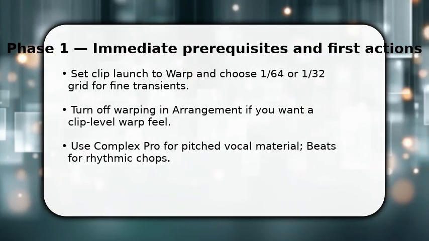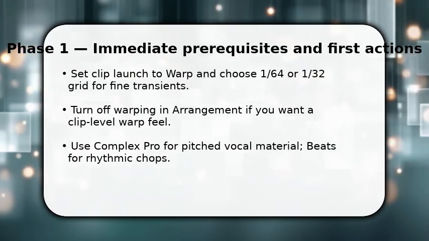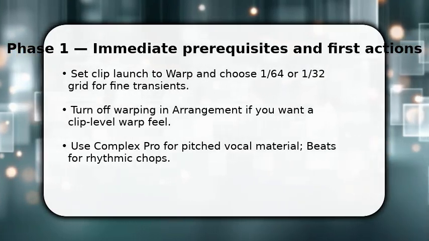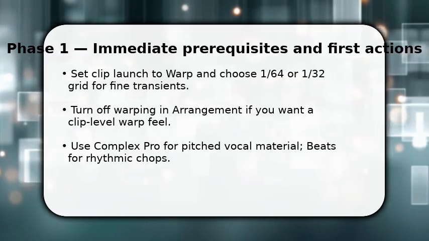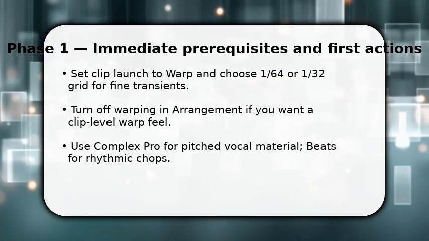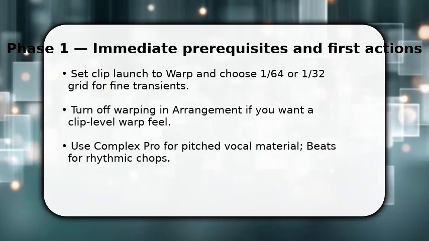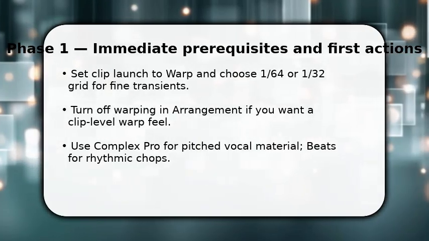Open your vocal clip in the clip view and enable warp immediately. You need audio transients aligned to the grid. Choose warp mode, Complex Pro for melodic vocals, beats for chopped rhythms, because each mode preserves different artifacts.